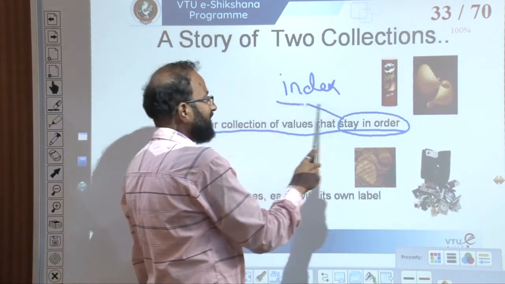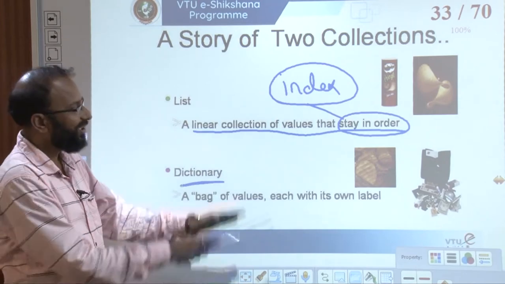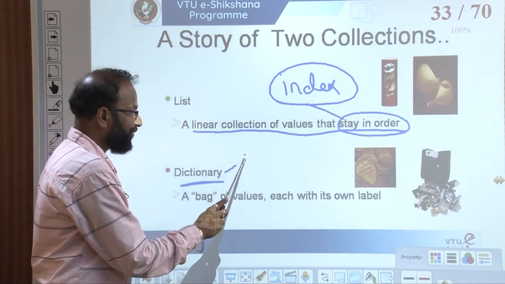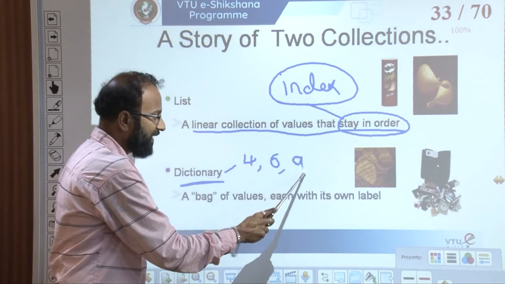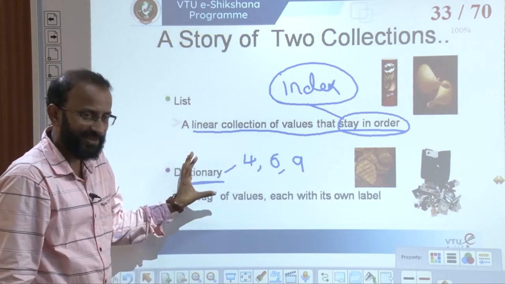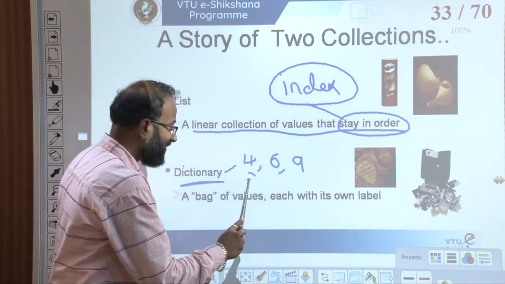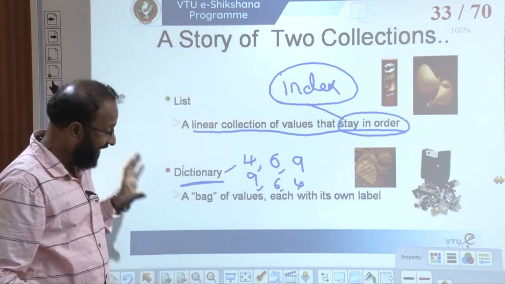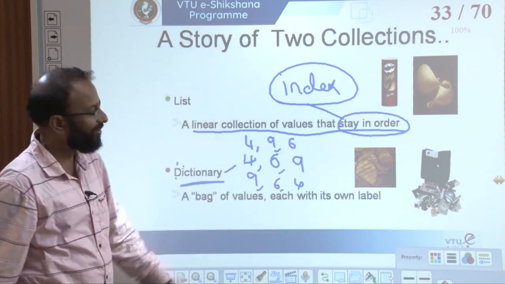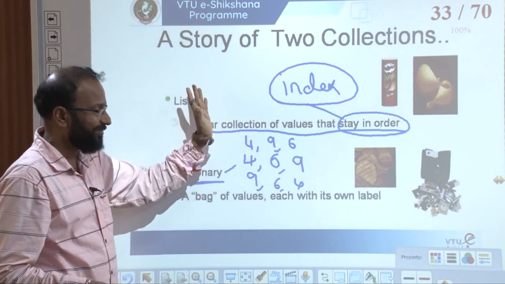So, hence, we are able to access that element using index. But when you come down to dictionary, ordering we do not know. If a dictionary has values like 4, 6 and 9, the first time I access my dictionary, it will give me 4, 6, 9. Next time it may be 9, 6, 4. Next time it can be 4, 9, 6. We do not know. So the order of elements inside the dictionary will not stay as it is. It can be the same, it can be modified, we do not know.